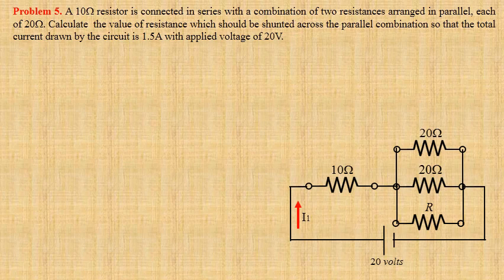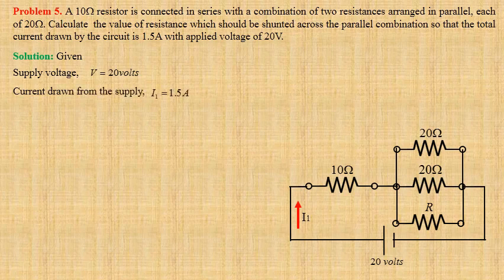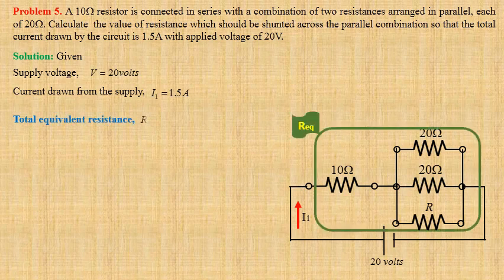Let us first write down the given data. Supply voltage V equals 20 volts. Current drawn from the supply I1 equals 1.5 ampere. Applying Ohm's law, we get total equivalent resistance of this circuit Req equals V divided by I1. Using values we get 20 divided by 1.5, that gives us 40 upon 3 ohm.